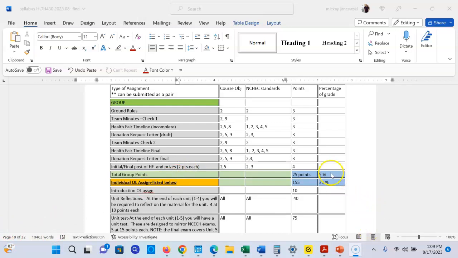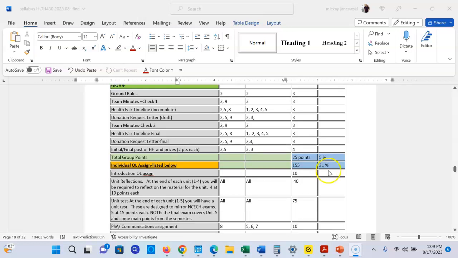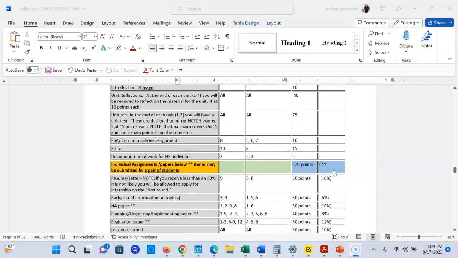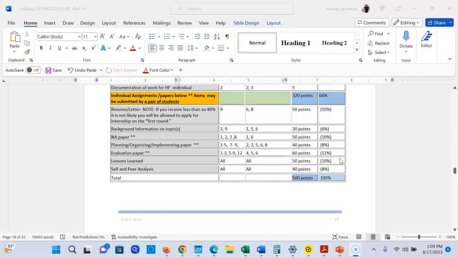However, I want you to look at the point structure. Even though you're working in a group all semester to create an event, only 5% of your grade is related to the assignments that you turn in as a group. So if you have somebody in your group goofing off and it's hurting your assignment grades, at the most it's going to impact you at 5%, and you'd have to get a 0 on everything for that to happen. So please don't freak out about the group work and your grade because it has very little impact on your grade. The small assignments, which are listed here, are worth 31% of your grade, and your large papers are worth 64% of your grade. So keep that in mind as we're going through this semester.